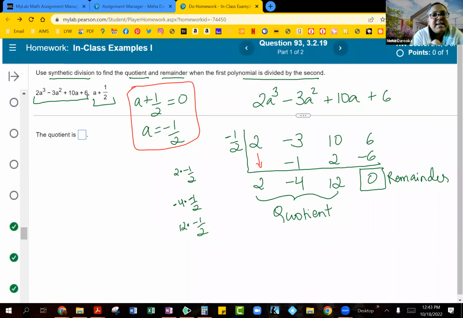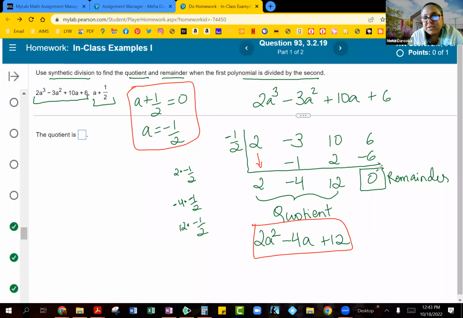Alrighty, so you can see the last part becomes your remainder, and then the remaining 3 numbers will be part of the quotient. So since you again started out with a to the 3rd power, your quotient is going to be 1 degree less, so that'll be a to the 2nd power. So that's your 2a squared minus 4a, and then the plus 12. So this becomes our quotient. And then, of course, this was our remainder over here.